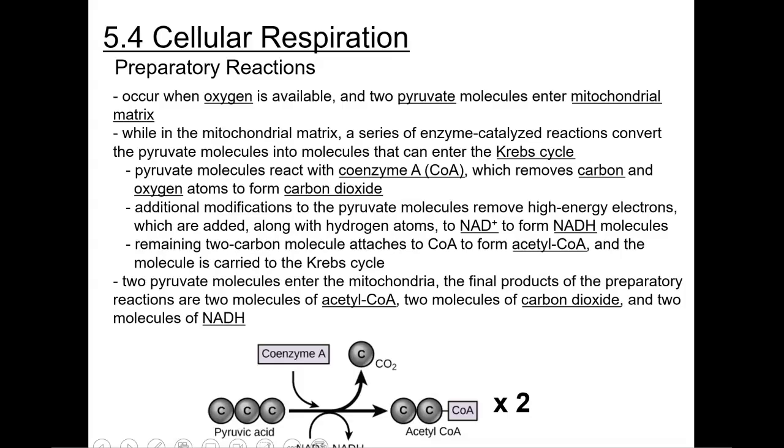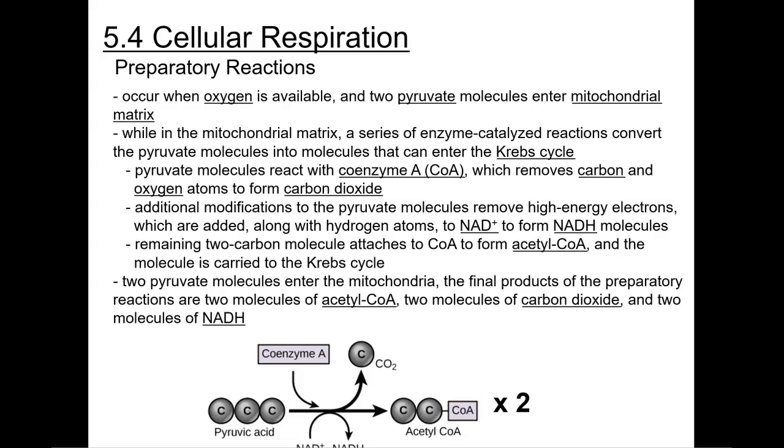You go into the preparatory reaction, which occurs when oxygen is available. You take the 2 pyruvates and enter the mitochondrial matrix. So we went from the cytoplasm to now going into the mitochondria. The matrix is the gel that fills up the mitochondria. While in the mitochondrial matrix, a series of enzyme-catalyzed reactions convert the pyruvate molecules into molecules that can then enter what's known as the Krebs cycle. Pyruvate molecules react with coenzyme A, or CoA, and that removes carbon and oxygen atoms as carbon dioxide, so it breaks them apart.